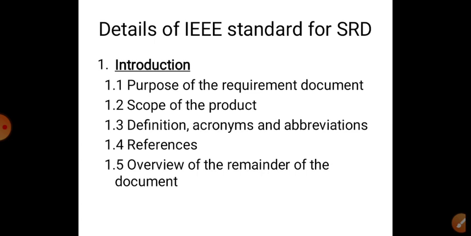3rd, definitions, acronyms and abbreviations. As you know, we use various terms while developing the software. So the meaning of all these terms must be very clear to the participants. That is why definitions are very clearly written as part of the software requirement document. Even the acronyms and abbreviations meaning should be clear to all.